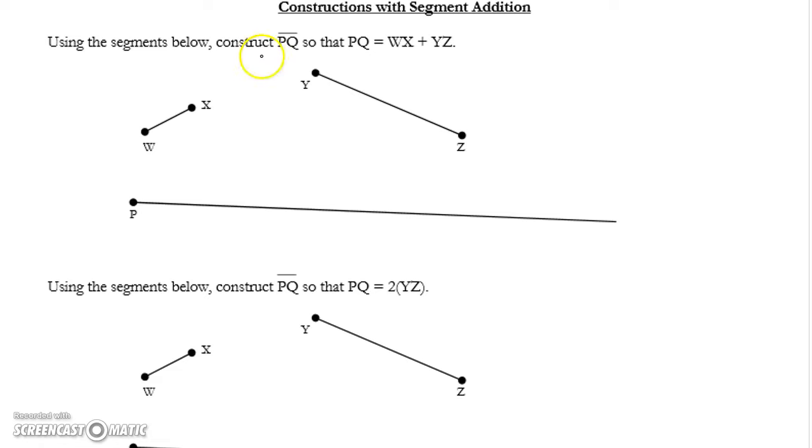So we already have one of our points. We have point P already on this line. We just have to figure out where Q goes somewhere along this line so that the length from P to Q is the same as the length from W to X plus the length from Y to Z. To do that, use your compass. You place the tip of your compass, the point, on, say, point W. Open up the hinge so that the pencil opens up exactly to point X.